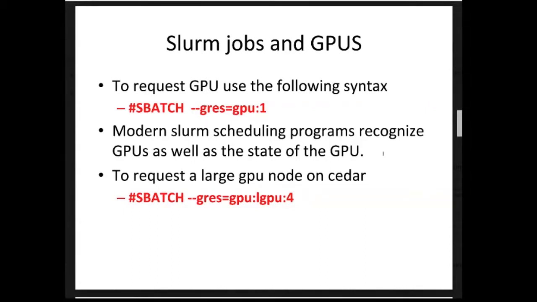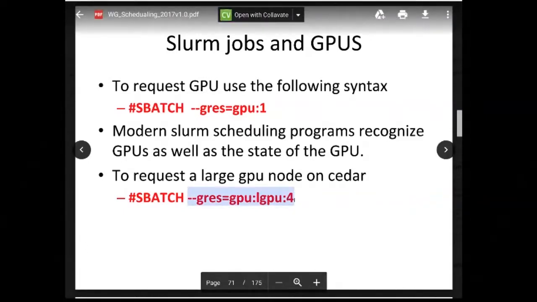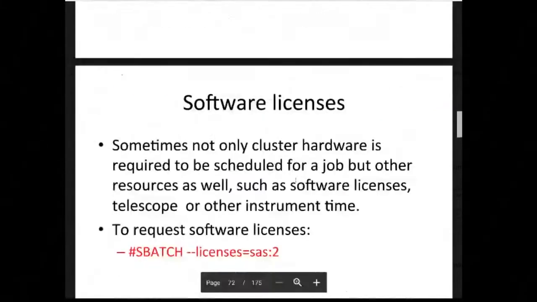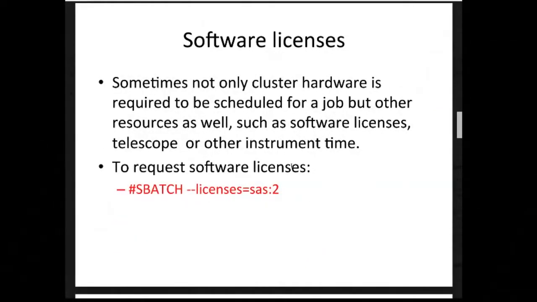So Cedar has a different type of GPU that they've named large GPU, LGPU, and you can ask for those specifically. And you can ask for 4 of them. I don't think this is actually used on Cedar, but if there are any software licenses, they could also be scheduled. Sometimes some software is limited, like MATLAB, so that people can only run a number of cores with it. In that case, you would ask for it with --licenses.